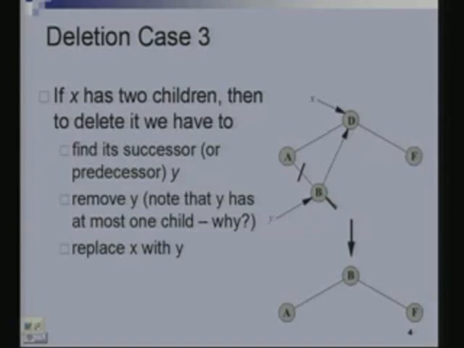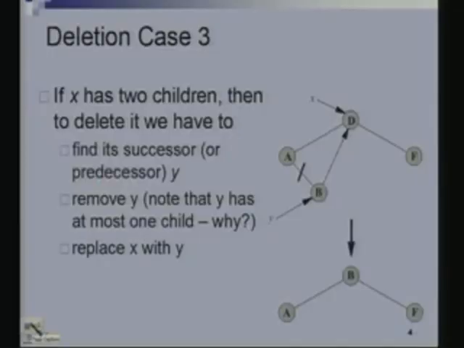right. Now, how many children does b have? 0? Wrong. How many children does b have? At most one. It can have one. b can have a left child. Nothing prevents b from having a left child, right?